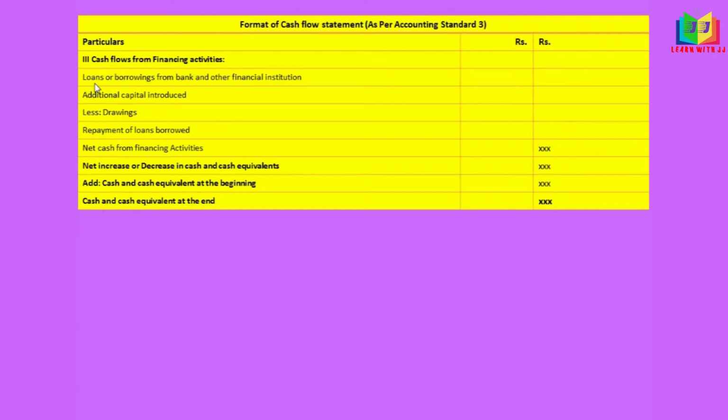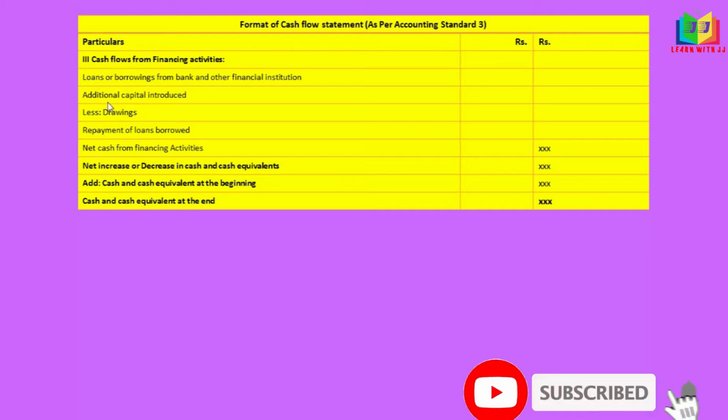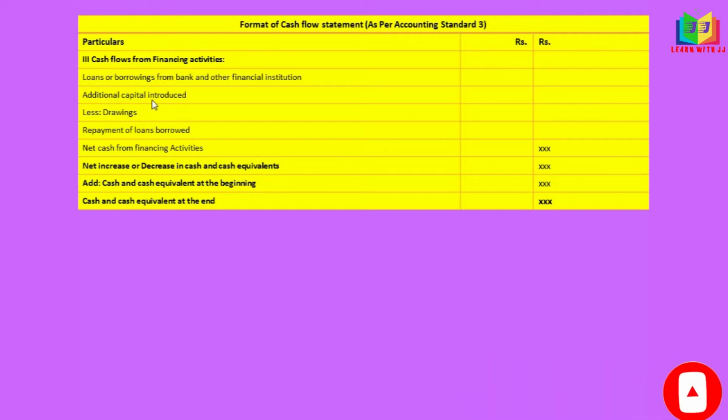First, here we don't have further issue of shares and the like. Here we have loans or borrowings from banks and other financial institutions. With that we add the additional capital introduced by the partner or the sole proprietor, and the major item here is drawings. In a sole proprietorship as well as in a partnership we will have drawings. Repayment of loan is to be subtracted, and we arrive at the net cash from financing activities.